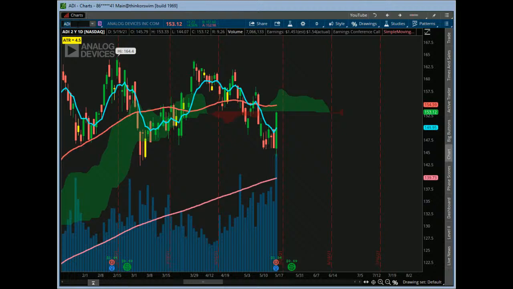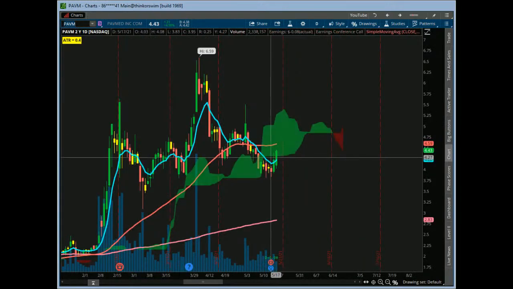So ADI, look at this one here. Big move here after earnings and basically a bullish engulfing candle. So see if that gets above the 50-day there for you. PAVM, let's take a look. So PAVM back over the ADMA, kind of declining volume. Not really too exciting about that one.